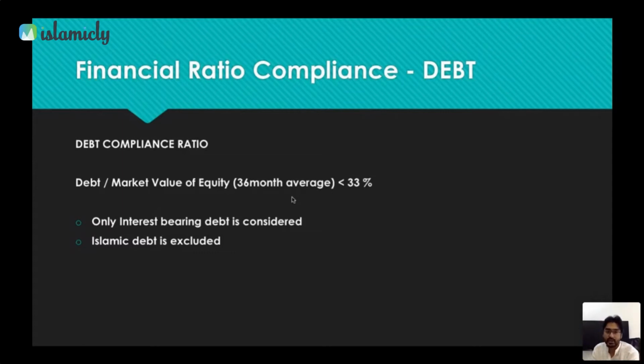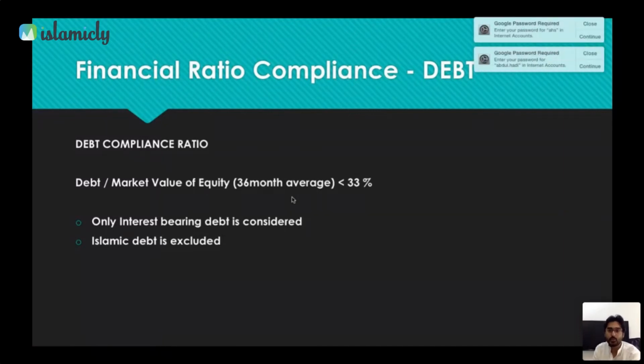So here, the first ratio that has to be calculated is that the debt of the company should be less than 33% of the 36-month moving average. Now, again, in the same vein, why is there a 36-month average? It is to avoid fluctuations, to avoid sudden dips and rises in terms of Sharia compliance of stocks. Hence, a more stable 36-month average has been taken.